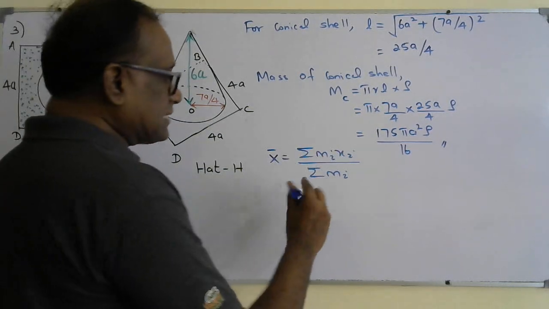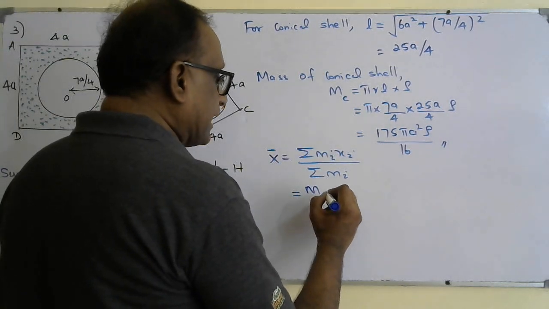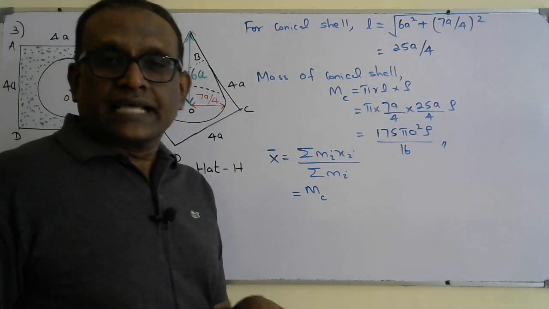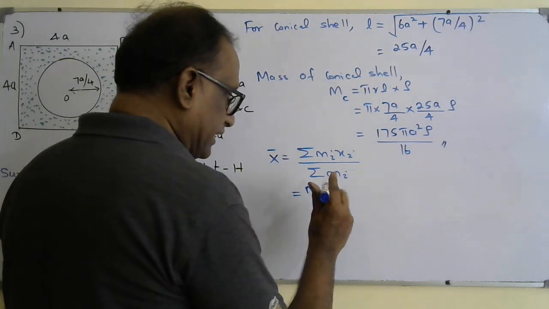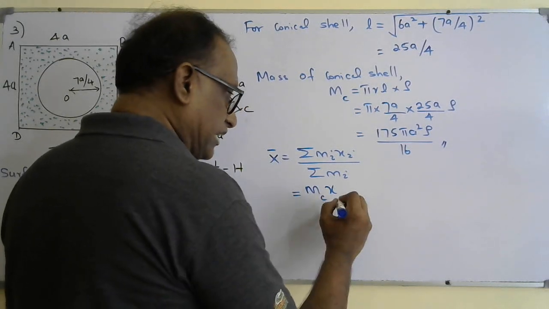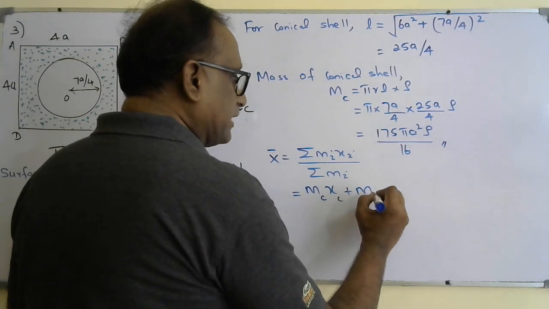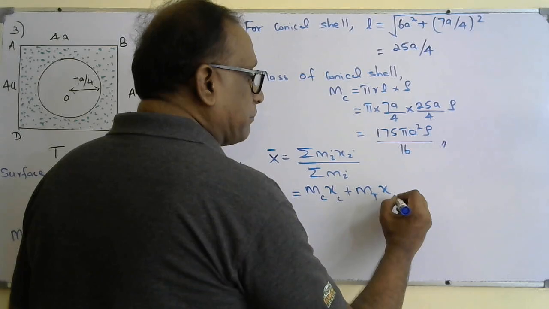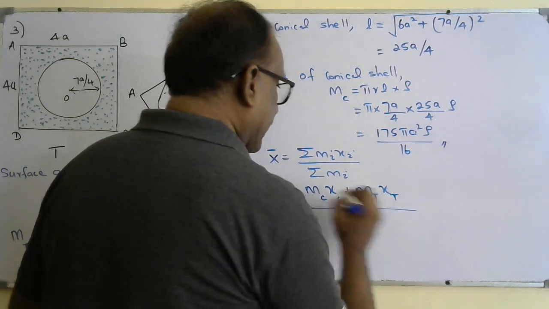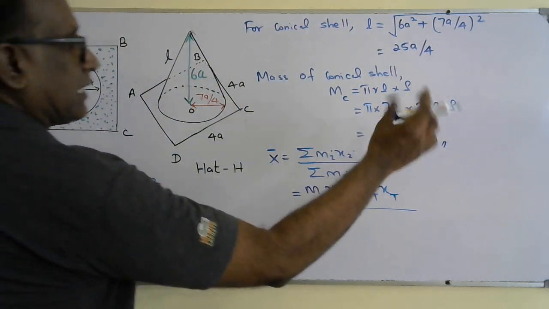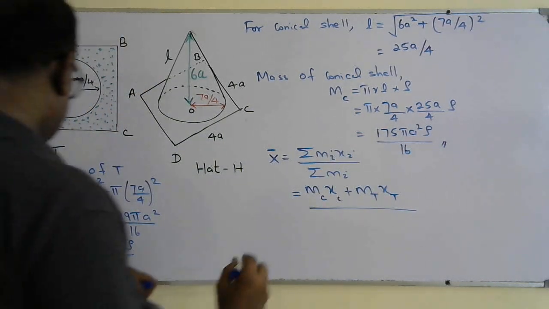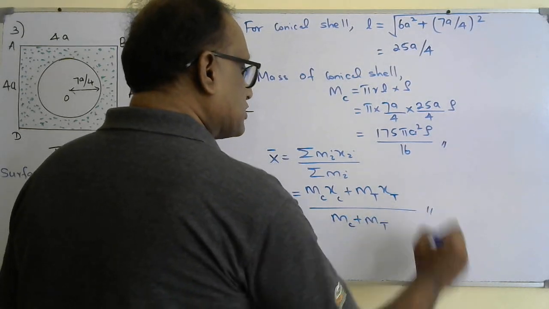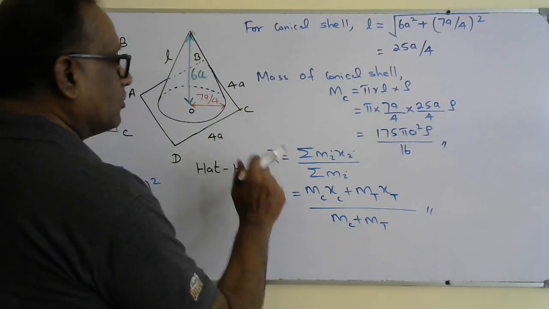So sigma mi xi means the mass of the conical shell into the center of mass of the conical shell from O, because they asked you to find the center of mass of the head from O, plus the mass of the template into the center of mass of the template T from O, divided by sigma mi. Sigma mi means the mass of the conical shell plus the mass of the template. If we substitute and solve it, you will get x bar.